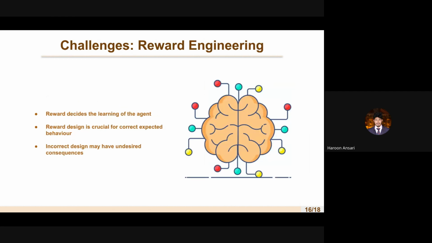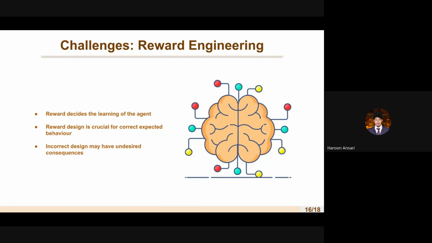Now another thing is reward engineering. As we discussed, reward engineering is a crucial aspect in RL, and reward decides what the agent is going to learn. A bad reward may lead to bad playing. For example, when you play chess, if you decide the reward is 1 if it wins and 0 if it does not win, that is not a very good reward, because that is a long-term reward.